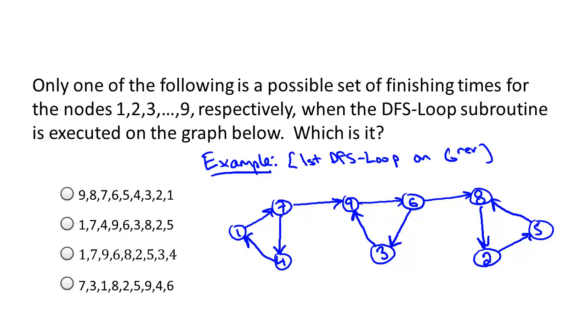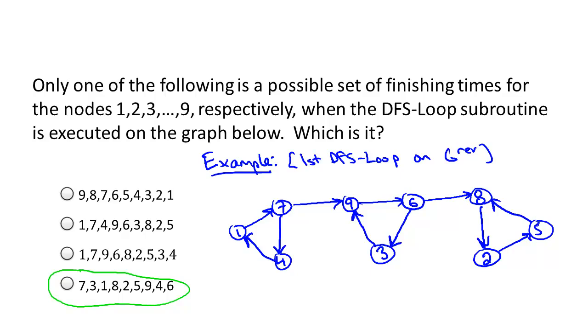All right, so the answer is the 4th option. That is the only one of these 4 sets of finishing times that you might see being computed by DFS loop on this blue graph. So let's go ahead and trace through DFS loop and see how we might get this set of finishing times. Remember, in the main loop, we start from the highest node, 9, and then we descend down to the lowest node, 1. So we start by invoking DFS from the node 9.